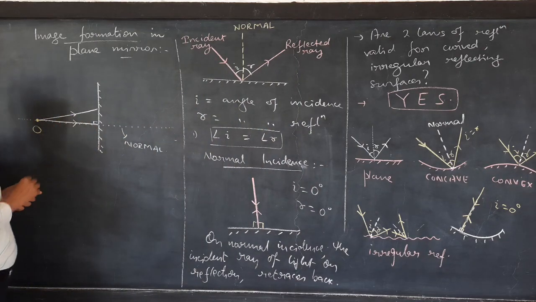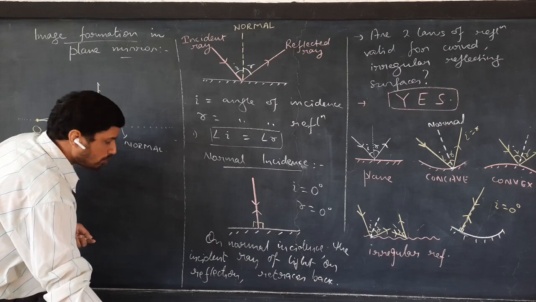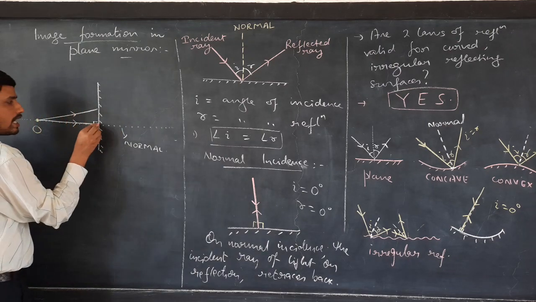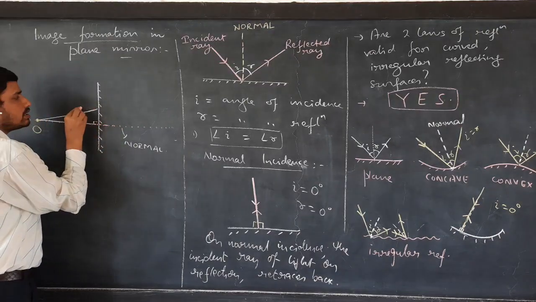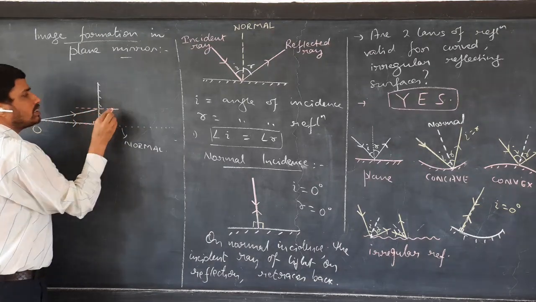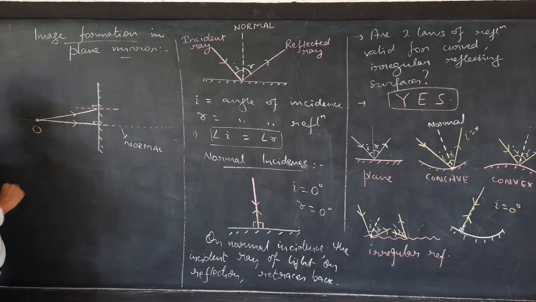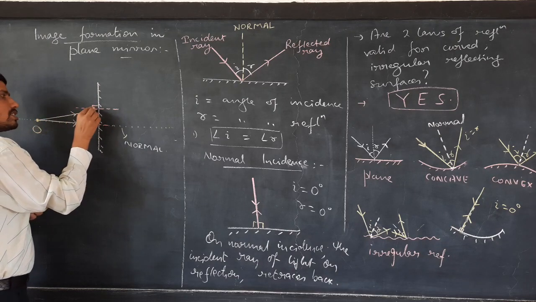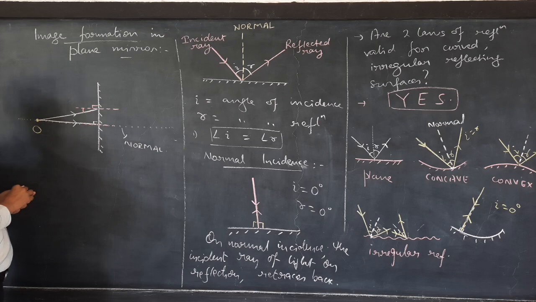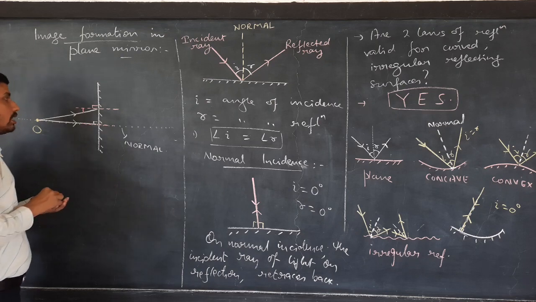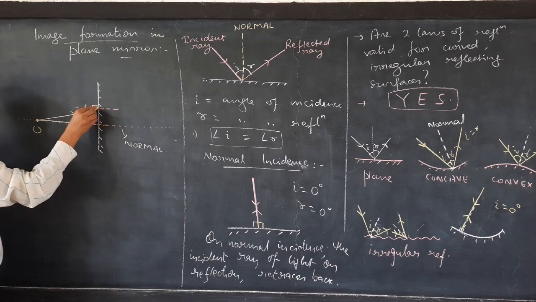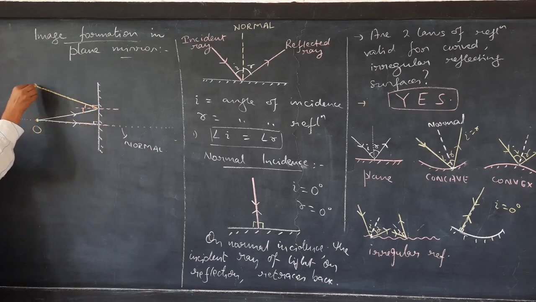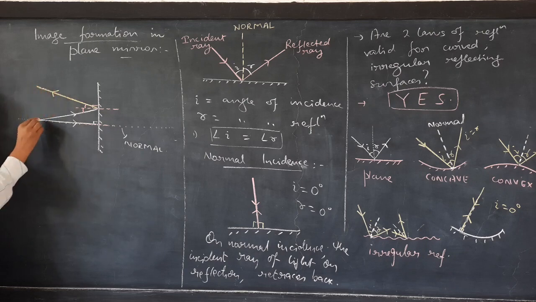So these two are the incident rays. Now, the normal, students, at this point, I told you, this is the normal. And at this point, this is the normal. Normal is perpendicular to the surface. If this is the incident ray, this will be the angle of incidence, and the same should be the angle of reflection. And the reflected light will be like so. So this is incident light, this is reflected light.